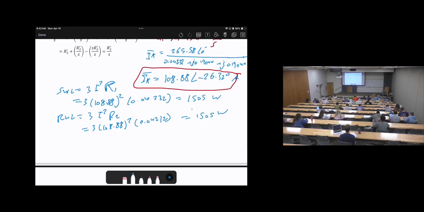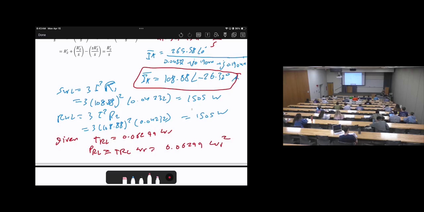Let's calculate the mechanical losses. So given in the question, torque rotational losses equal 0.06299 times omega r. And we know the power rotational losses equals torque rotational losses times omega r. As a result, this yields 0.06299 times omega r squared, because I need to calculate the power, not the torque.